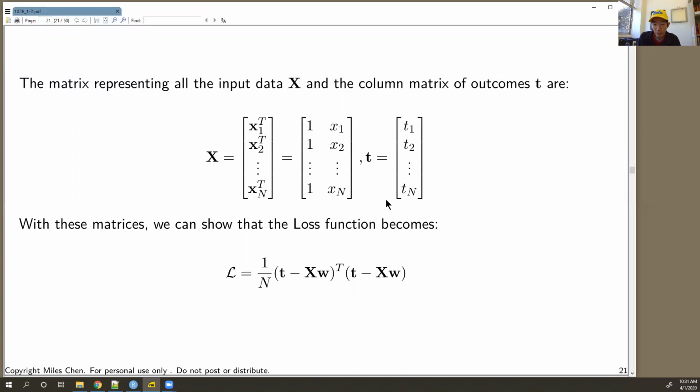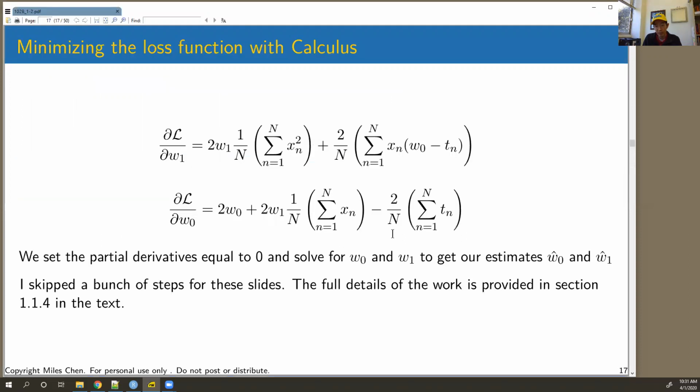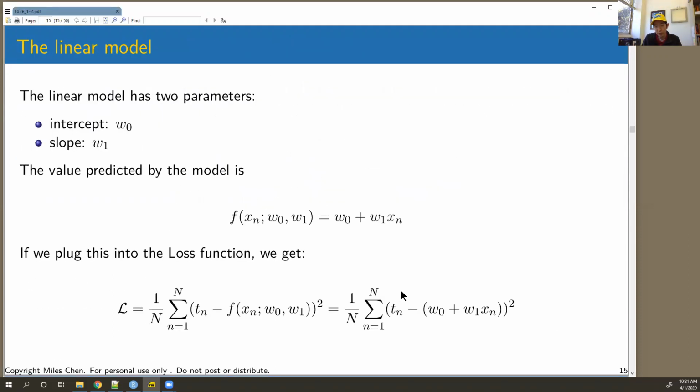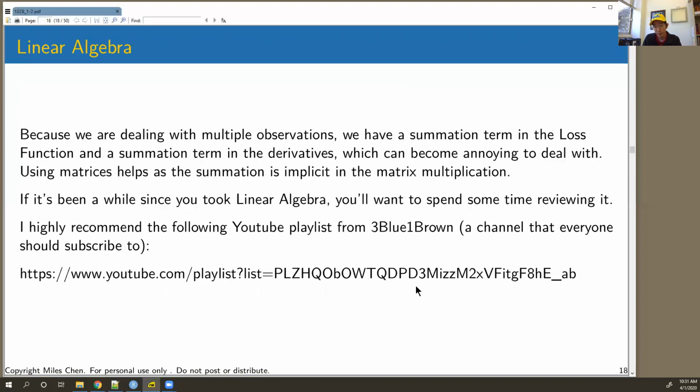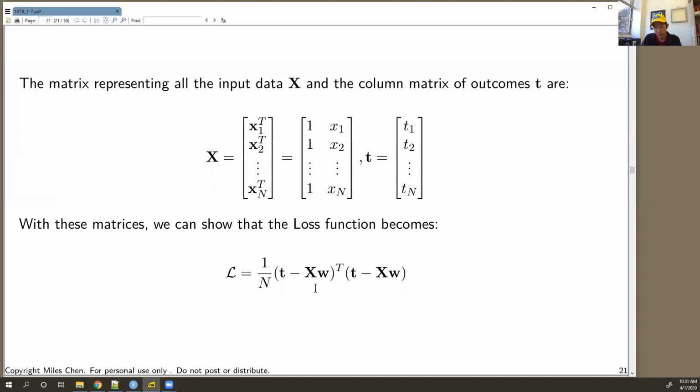And so if I do this, then we can show that the loss function, which if I scroll back here, the loss function being the sum of squared residuals, T minus your predicted value, squared, summed up, can be expressed as this. The work for this is going to be shown on the next slide.